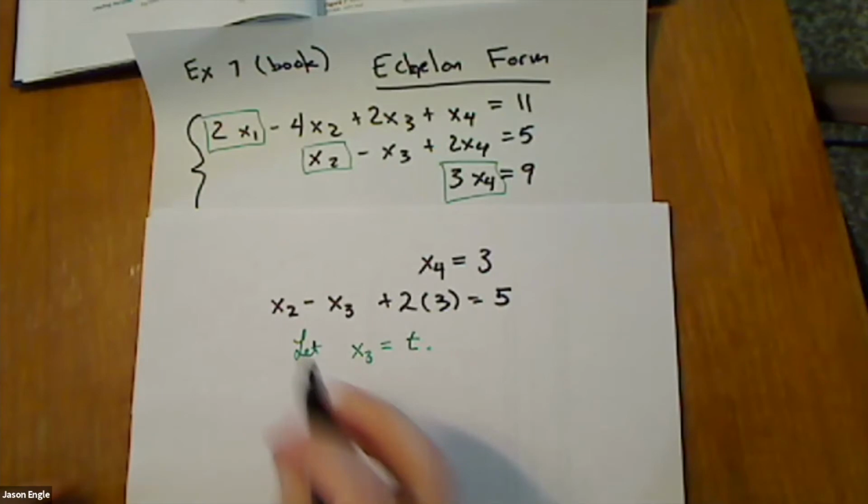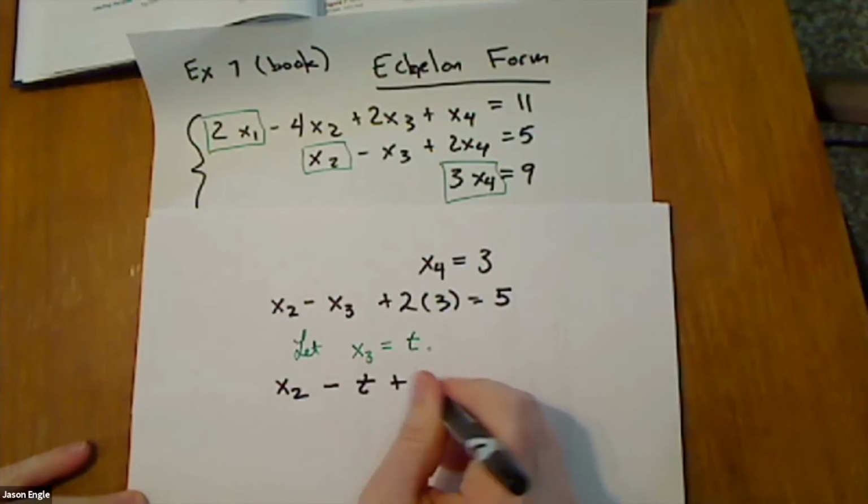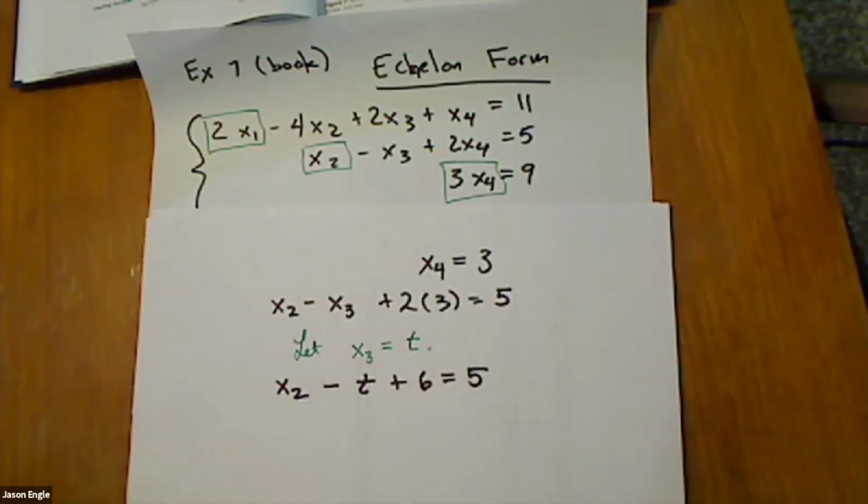In other words, x2 minus t plus 6 equals 5. So whatever x3 is, call it t. You can see how x2 would be, well, 5 minus 6 is -1. Add t to both sides. I get -1 plus t. Or you could also write t minus 1. Does that make sense? So already I can see that there's going to be infinitely many solutions to the system of equations. Okay, let me take it one step further.